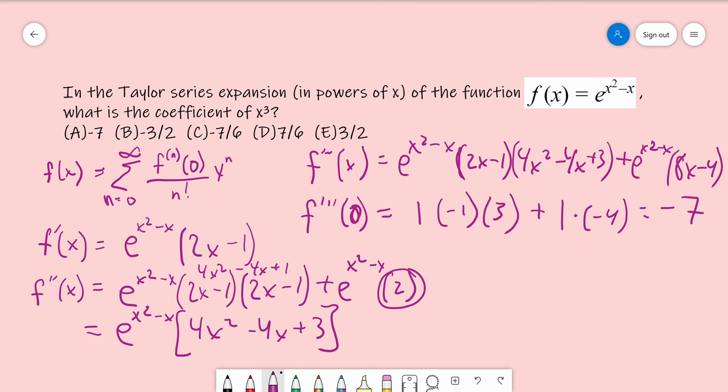And remember, we have to divide that by n factorial. So our coefficient is going to be negative 7 divided by 3 factorial, which is 6. And so our answer is C.